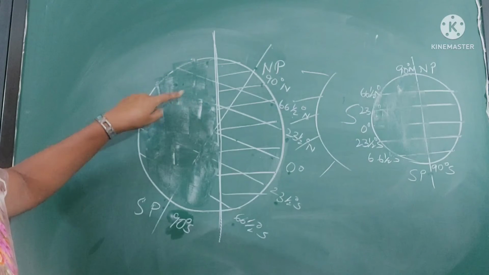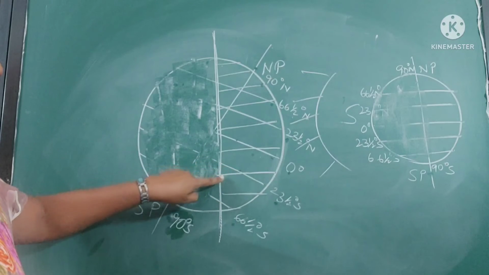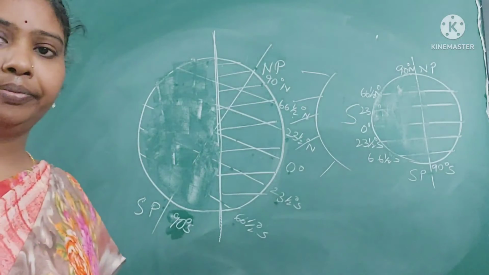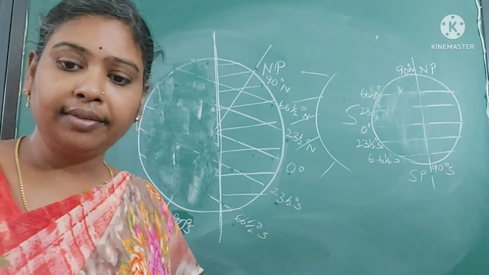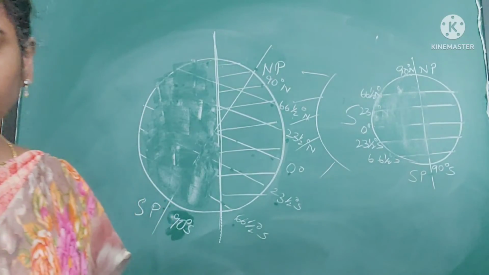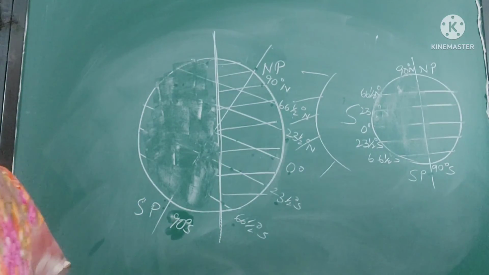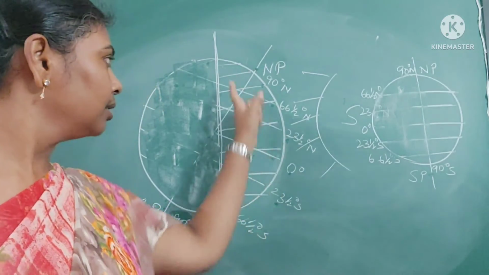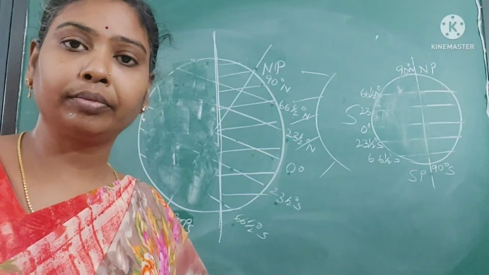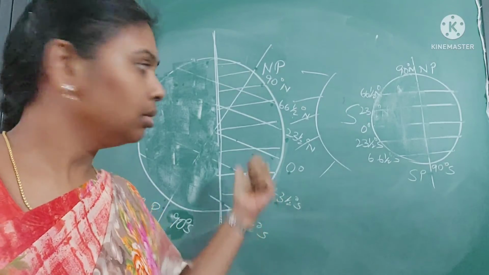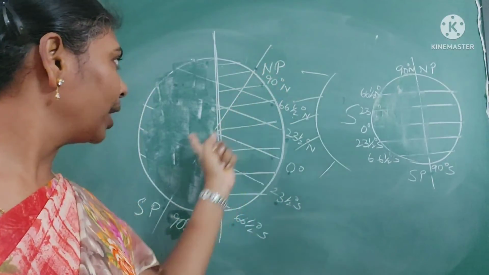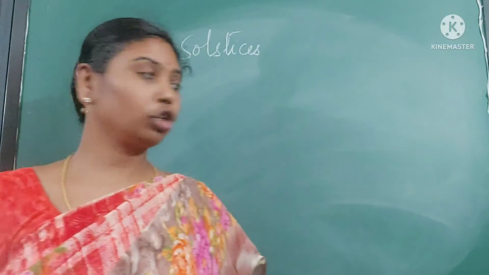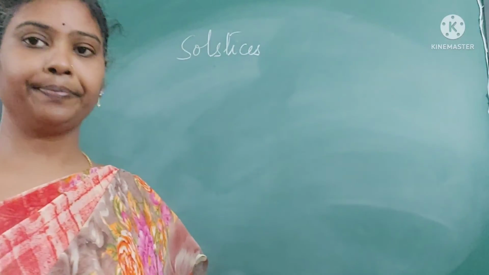And in the southern hemisphere we are getting brighter area. So here we have unequal days and nights. So this is one impact of the tilted axis. Now coming to the topic of solstices.